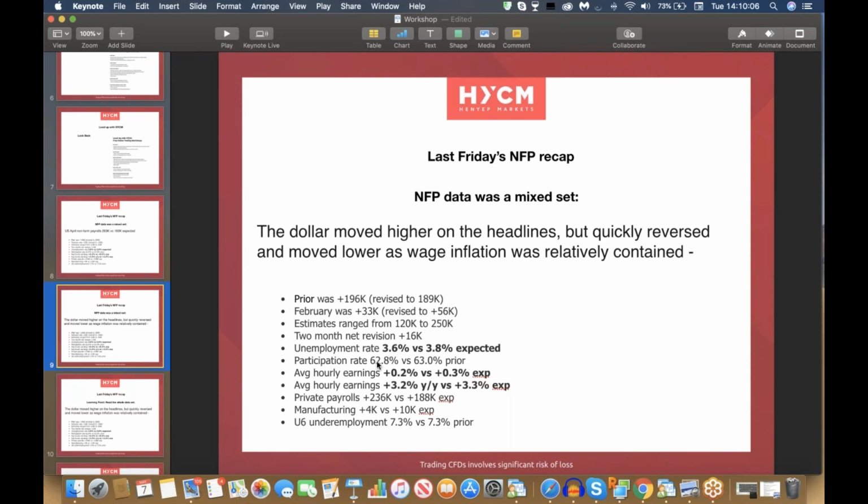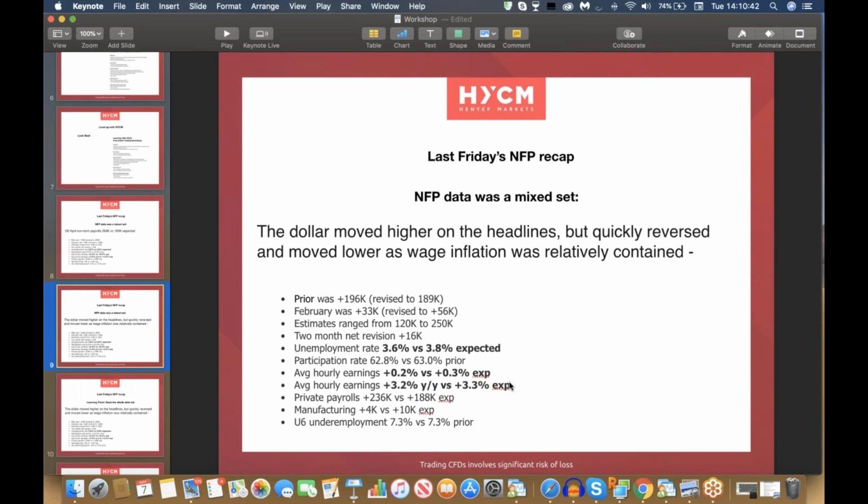However, the participation rate was down. Because the participation rate was down to 62.8% versus 63% prior, the data is given less significance. That unemployment rate is seen as less significant. Some commentators were suggesting that the low participation rate artificially gave that unemployment rate of 3.6%. So in other words, it was a better reading because of the participation rate. And then these figures, this is a bit easier for you guys.